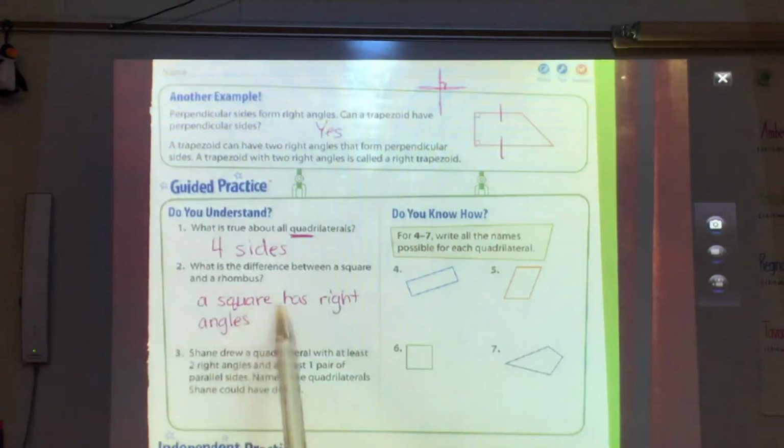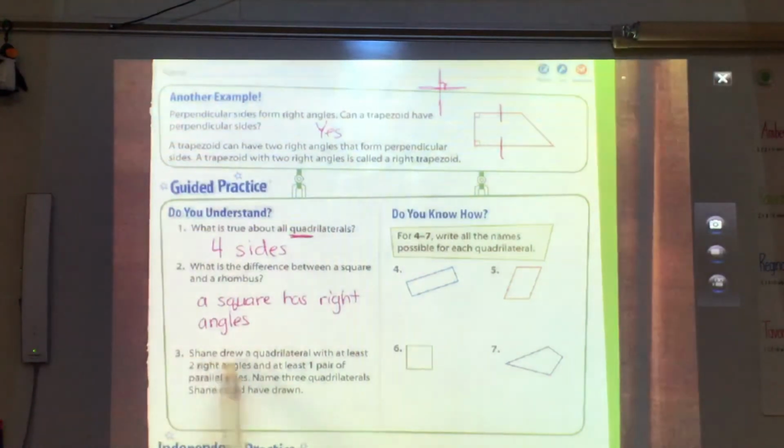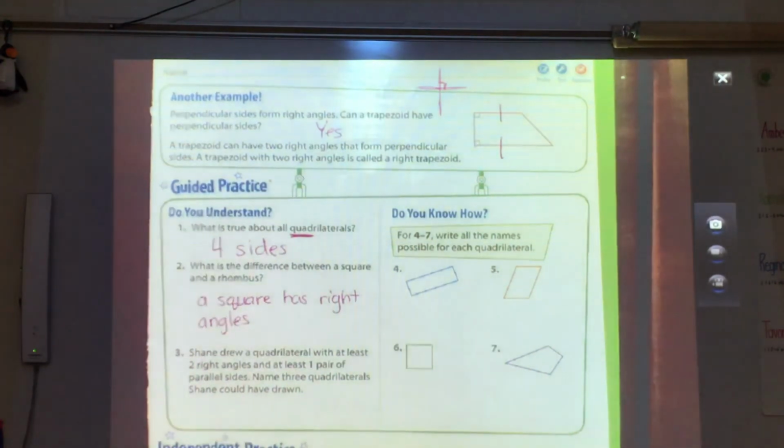That's what makes it different. Number 3, Shane drew a quadrilateral with at least 2 right angles and at least 1 pair of parallel sides. And it wants us to name 3 quadrilaterals that Shane could have drawn.